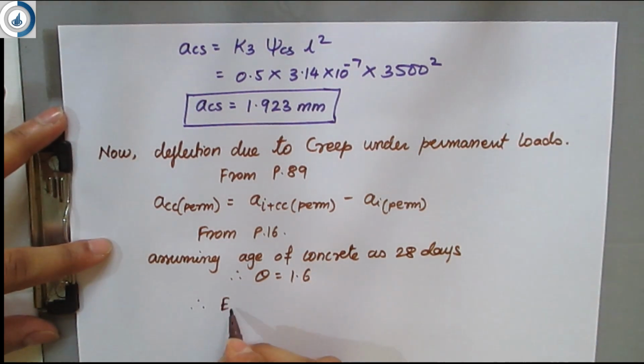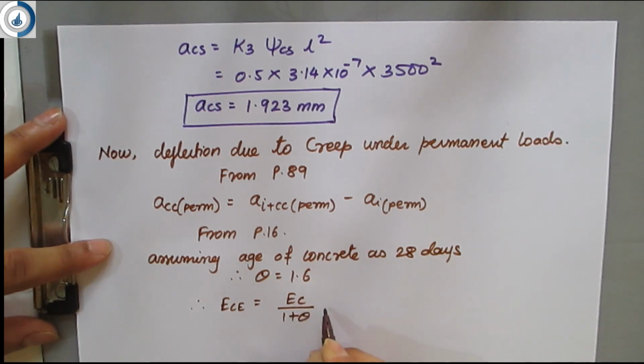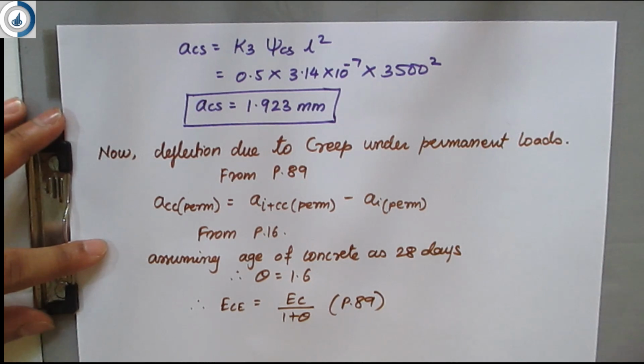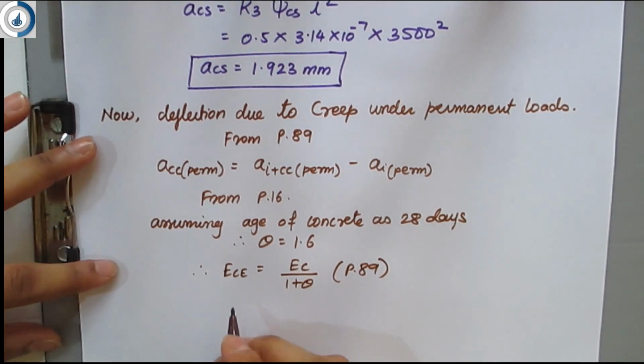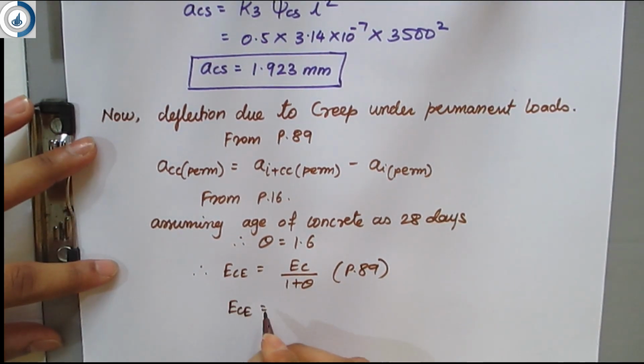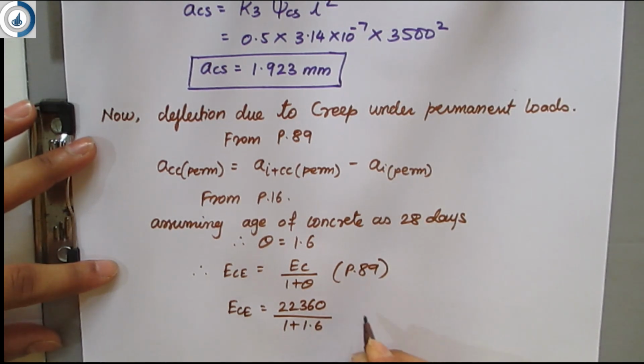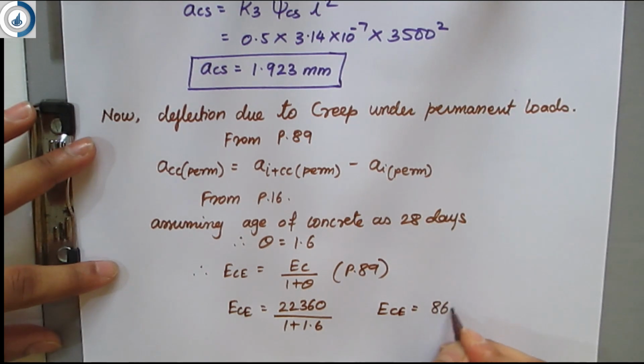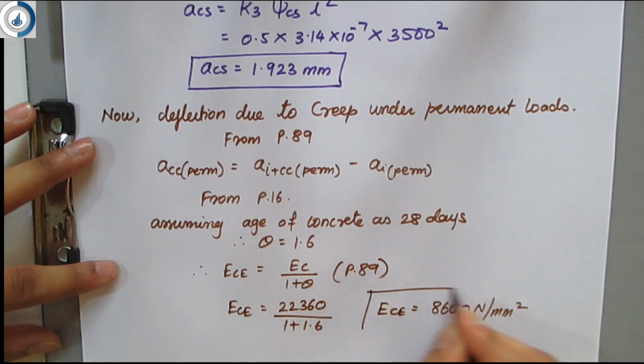Therefore the effective modulus of elasticity ECE is equal to EC divided by 1 plus theta. Same page number 89. Now you have to substitute. EC is 22360 divided by 1 plus 1.6. So ECE you will be getting 8600 Newton per mm square.